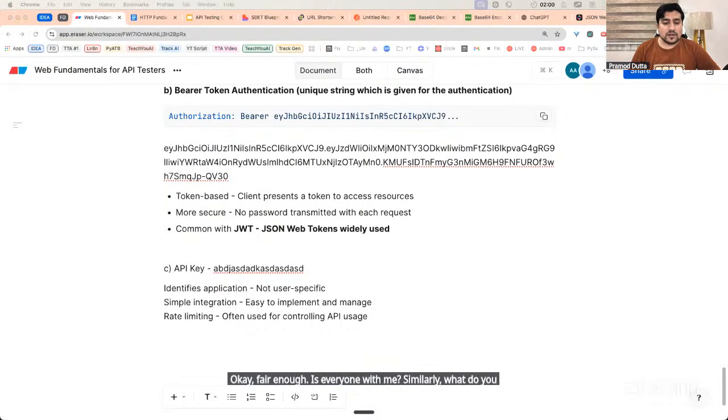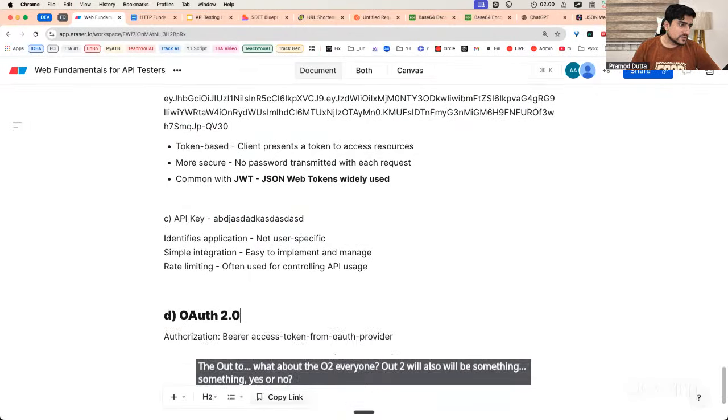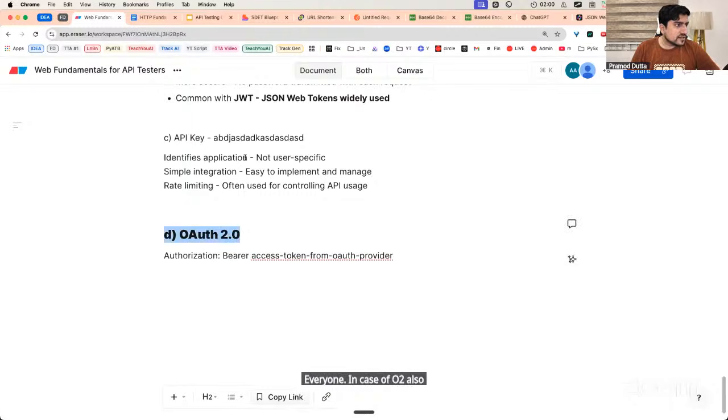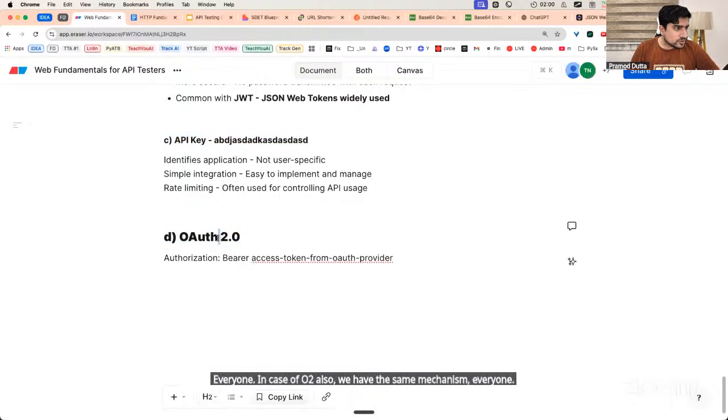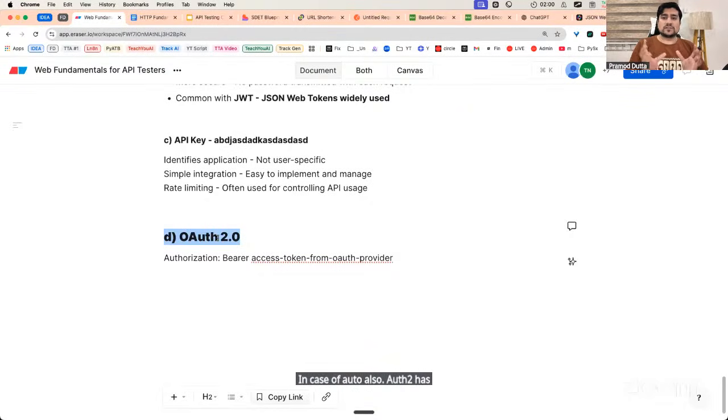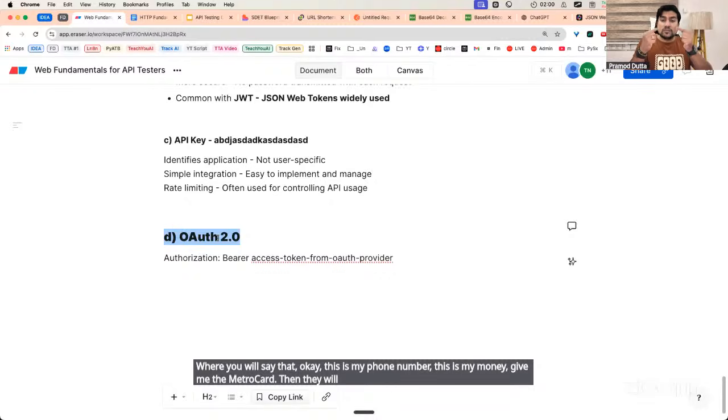Similarly, what about OAuth? Everyone, OAuth will be something. In case of OAuth also, we have the same mechanism, but OAuth has a little complex structure. In case of the metro, suppose you want to travel in the metro and you have to use the metro card. First of all, you go to the booth and say, this is my phone number, this is my money, give me the metro card. Then they will issue you a metro card.